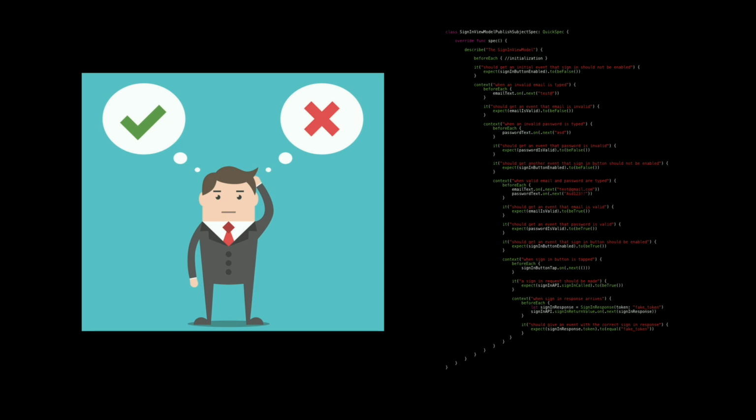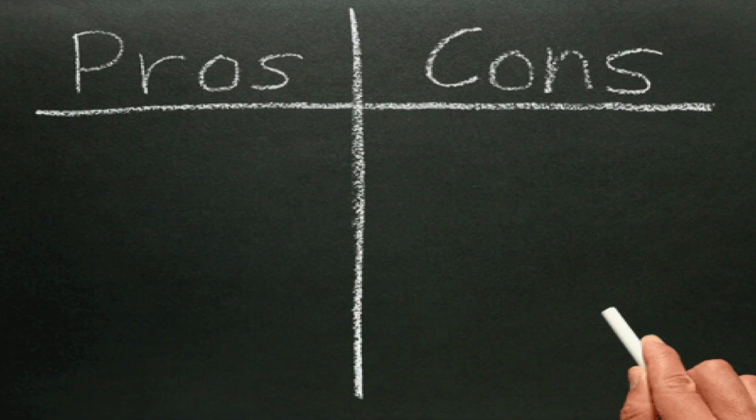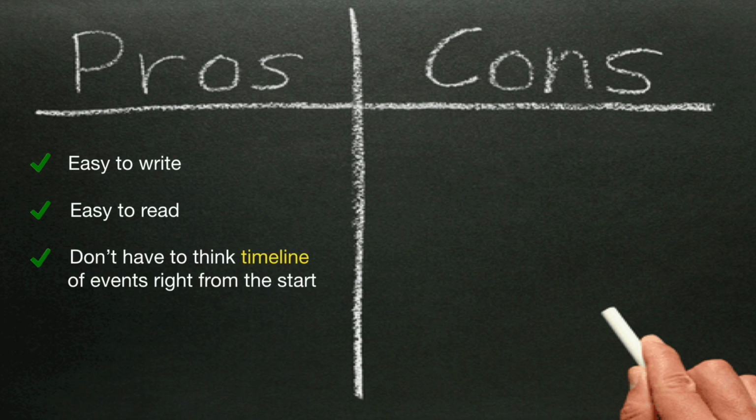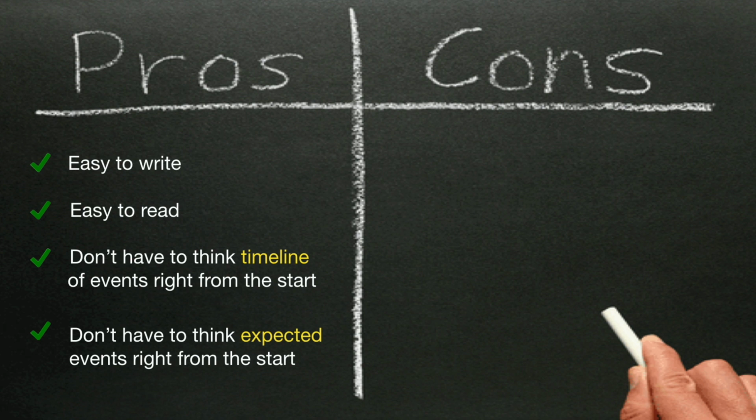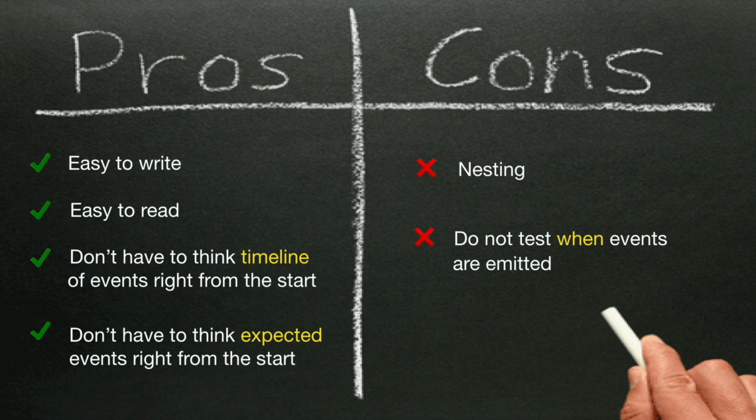So let's see the pros and cons of this way. You see here in the test class that there's a lot of nesting. But it's relatively easy to write and read. It doesn't require any special knowledge of the testing infrastructure of RxSwift. And we don't have to think about the timeline of events and the expected events right from the start. We think about them as we write the nested contexts. But we saw that there's a lot of nesting, and we don't test when the events are emitted, only which events are emitted. And we will see later on how we can test the timing of the events as well.